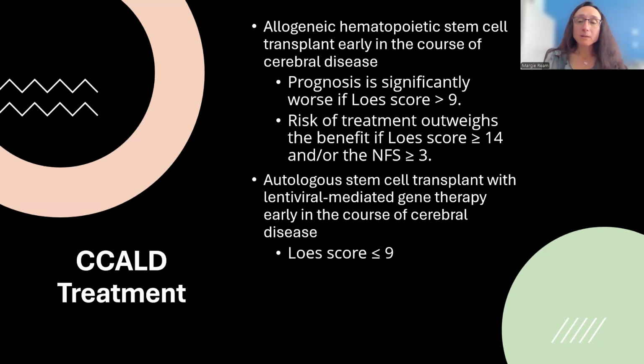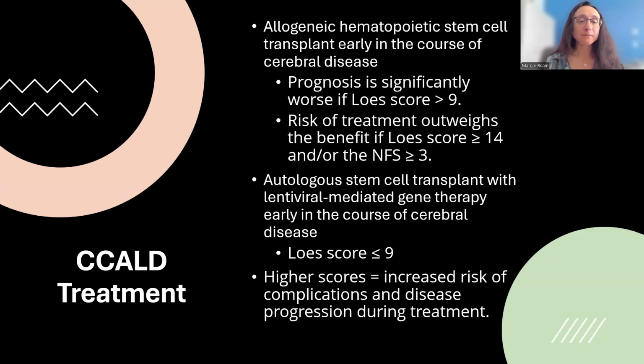More recently, autologous stem cell transplant with lentiviral-mediated gene therapy was developed, and it also can help if provided early in the course of cerebral disease with a LESS score less than or equal to 9. Both of these treatments can help cerebral disease progression, but do not treat spinal cord disease or adrenal insufficiency. So with this background in mind, I'll go into more of the details of our study. And it's important to note that higher scores with both the disease burden on MRI and clinical symptoms involve an increased risk of complications of disease progression during treatment, regardless of the treatment modality.